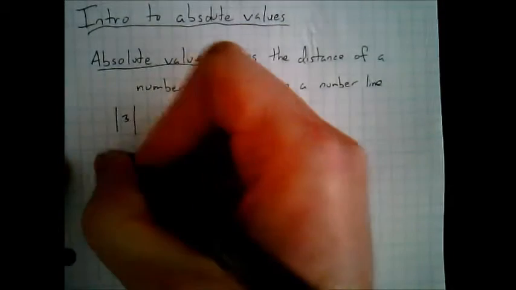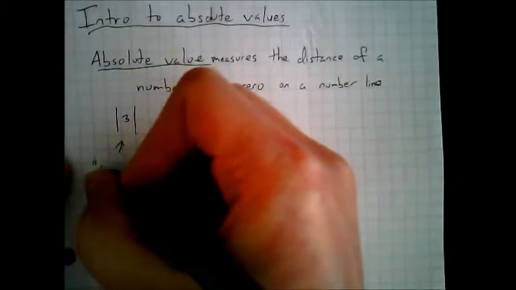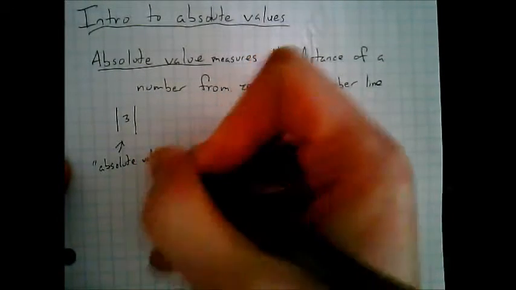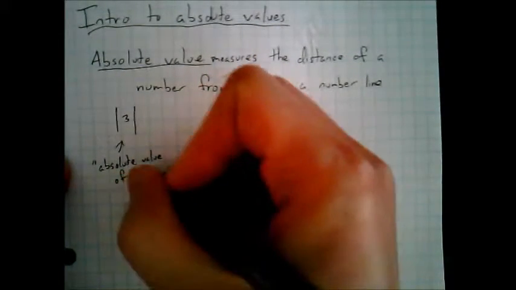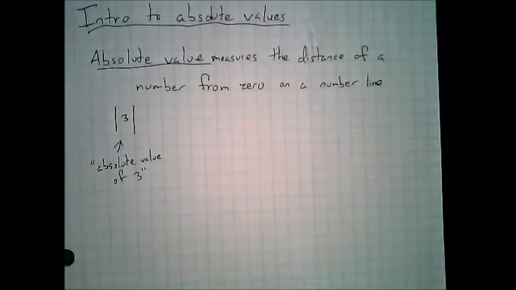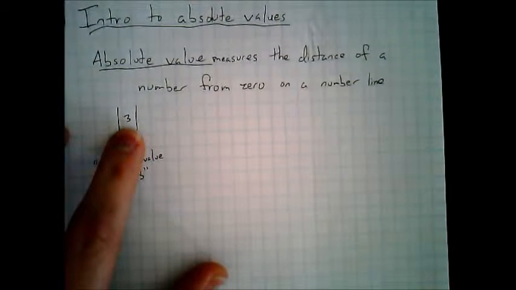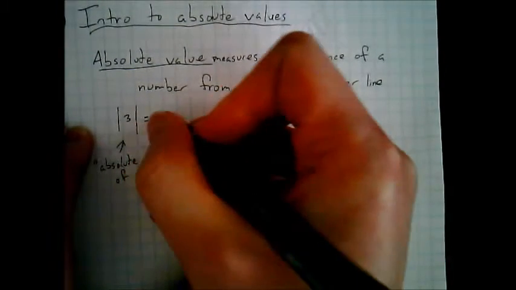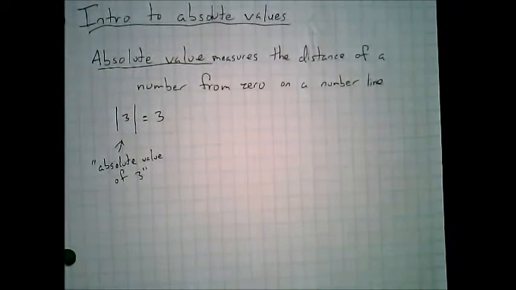So this is the absolute value of 3. That's what it means. Now again, what the absolute value is asking is, how far away from 0 is the number 3 on a number line? Well, it is simply 3 units away. 3 is 3 units away from 0.